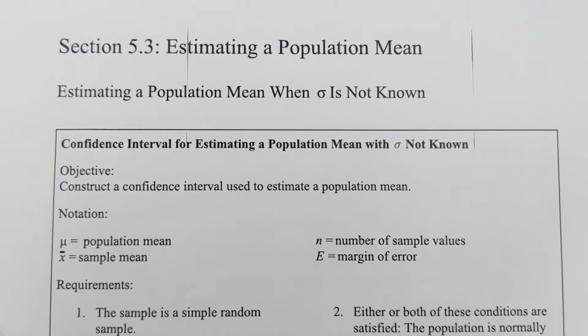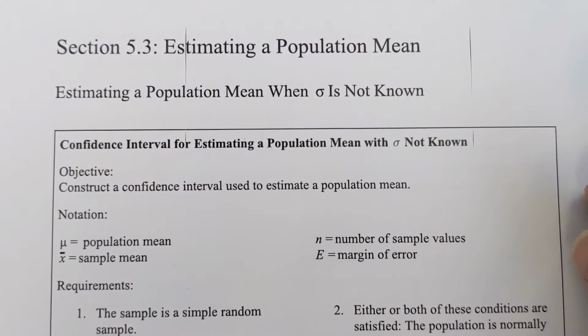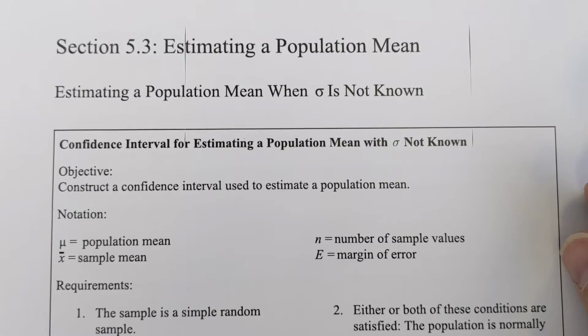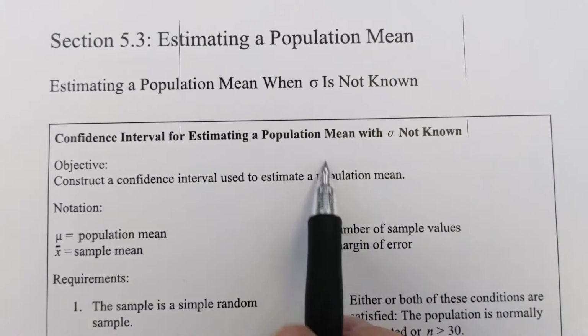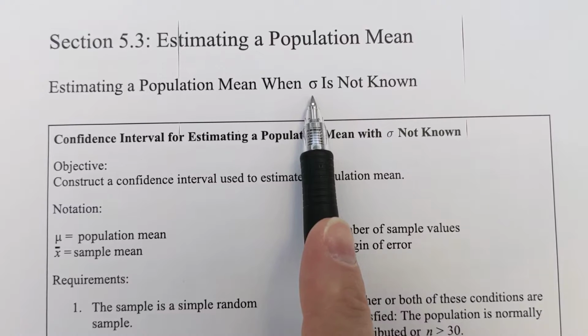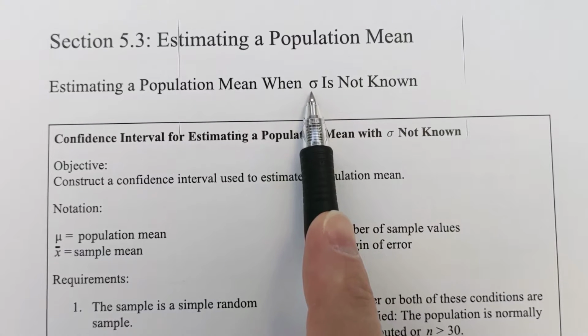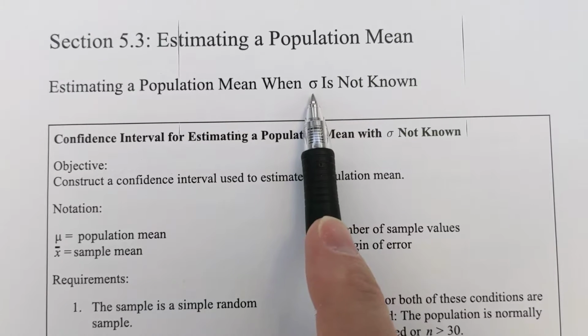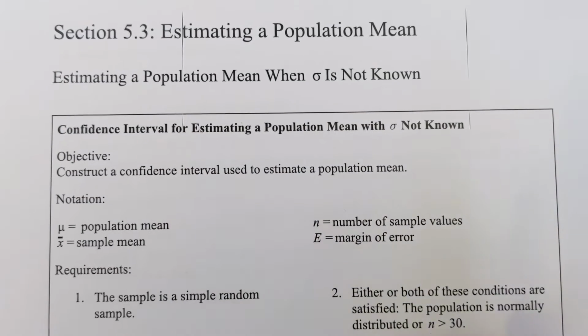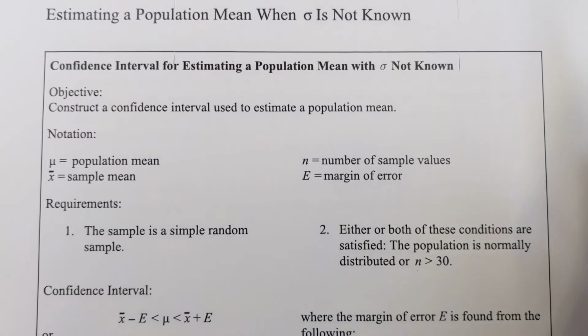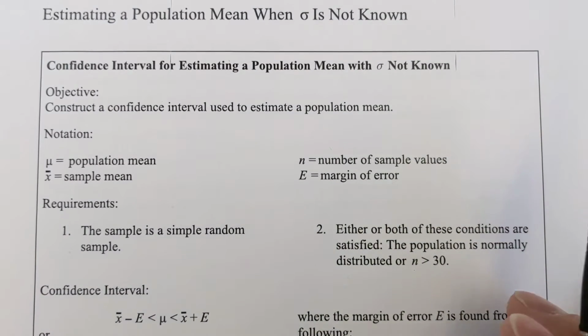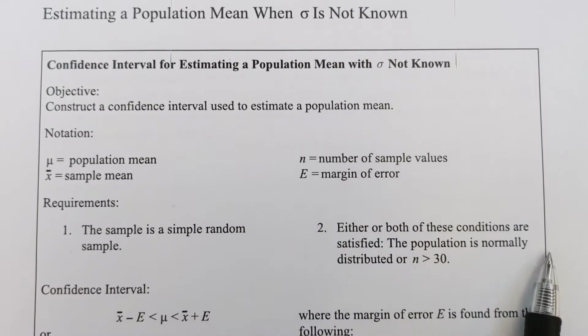Okay, so here we've got the notes for section 5.3, which deals with estimating a population mean. The first case we have here is the case in which you do not know the population standard deviation. So it's an unknown value. In the previous sections, we've known this value of sigma for the whole population. Because of that, we actually can't use our z-table. We need another table, which is referred to as a t-table instead.